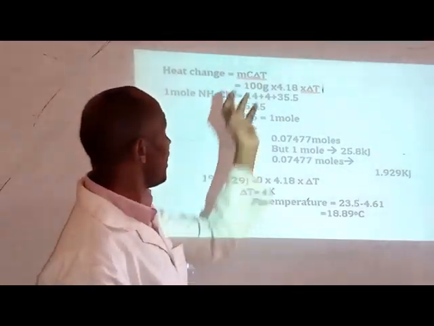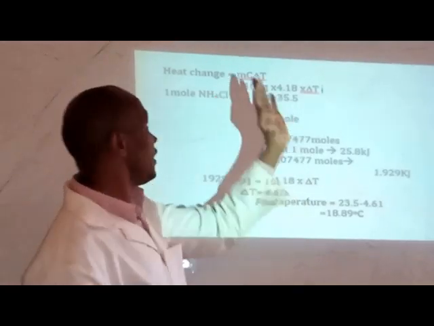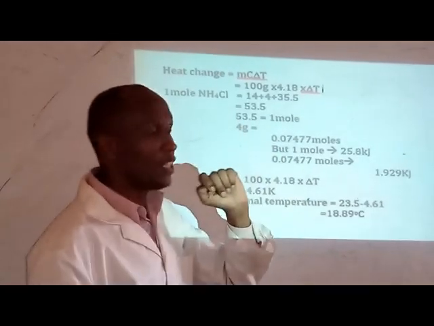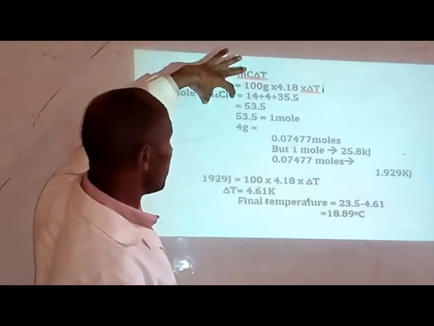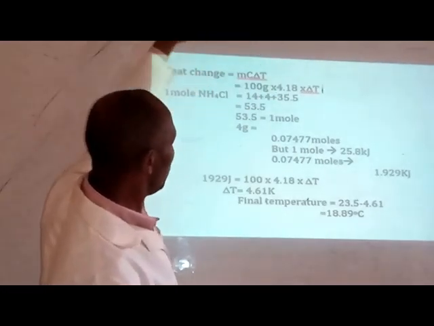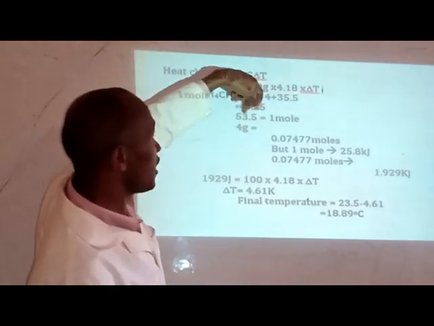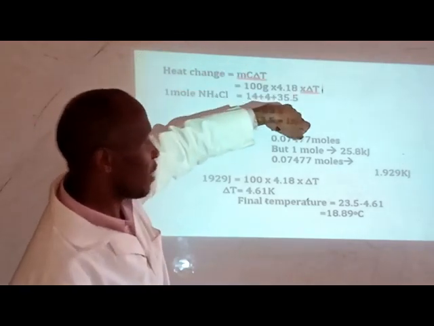So what do I need? I need at least one other thing, in which case I can get the heat change. How do I get the heat change? Working out the number of moles of ammonium chloride. We know the 1 mole of ammonium chloride is that. So what about 4 grams? Is this number of moles?